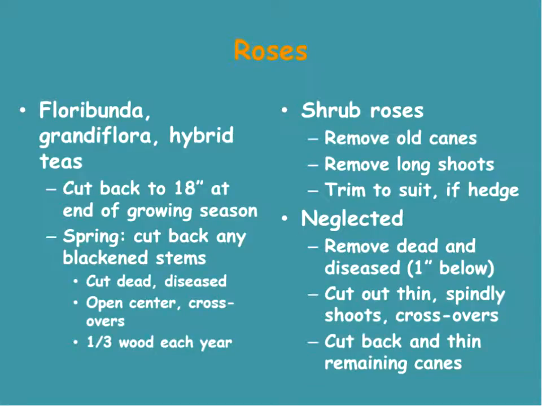So here we get to the roses. I don't know how many of you guys try to grow floribundas, grandifloras, or hybrid teas anymore because they do require a lot more attention. I would love to have a garden of these, but just don't have the time myself. So you can cut them back to about 18 inches at the end of the growing season. In the spring, you certainly want to cut back any blackened stems that you might have, any diseased or dead issues. I know that one of the things that I find even on shrub roses are thrips, a huge problem that cause issues with the flowers not producing very well. So you want to be checking for those kinds of things.